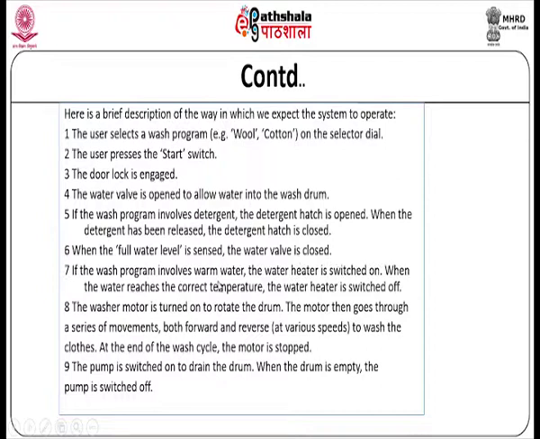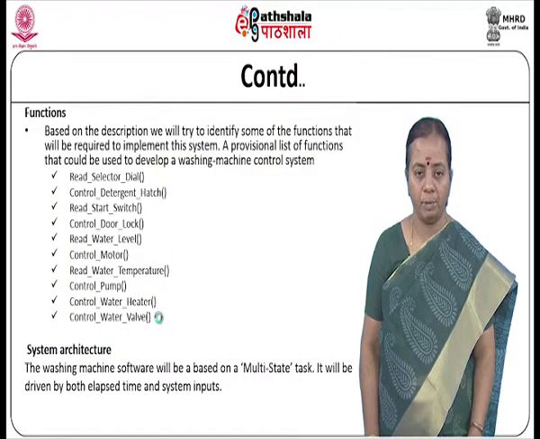If the wash program involves warm water, the heater should be switched on, and when the water reaches the correct temperature, the water heater has to be switched off. The motor is turned on to rotate the drum, and the motor then goes through a series of rotation movements, in the forward and reverse directions, in order to wash the clothes. At the end of the wash cycle, the motor is stopped. The pump is switched on to drain the drum. When the drum is empty, the pump is also switched off. So this is the basic sequence in which a washing machine operates.